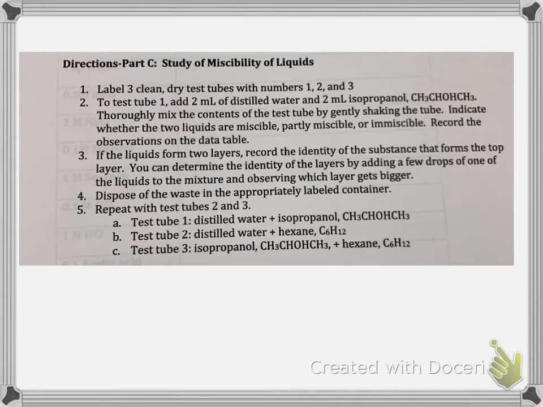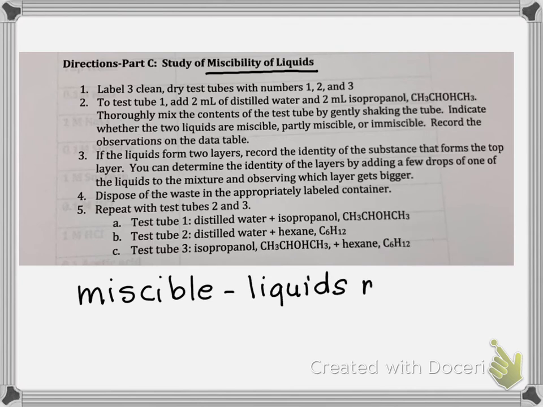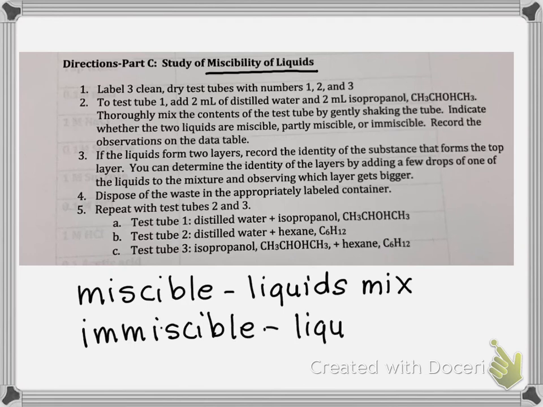Now the last part is about mixing liquids. And now we do change the word when we talk about mixing liquids from soluble and insoluble to miscible and immiscible. So when two liquids mix, then we call those liquids miscible. When two liquids do not mix, we call that immiscible. Oftentimes, when liquids do not mix, they will form layers.